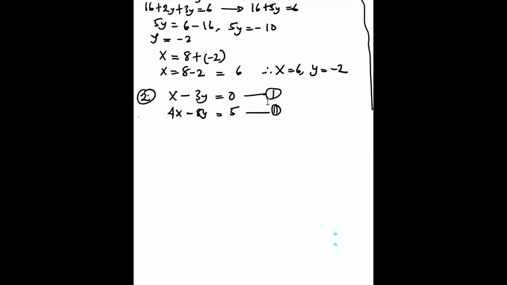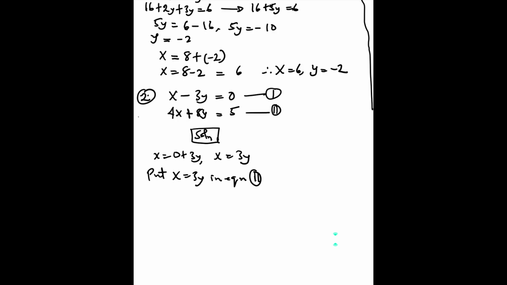Okay. Number 2, we have x minus 3y equals 0, and 4x plus 8y equals 5. So I'm just going to do the same thing like I did in number 1. I will make x the subject of the formula from equation 1. x will be equal to 0 plus 3y. So that means x is equal to 3y, right? So I want to put x equals 3y in equation 2.